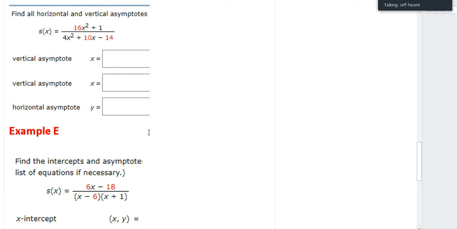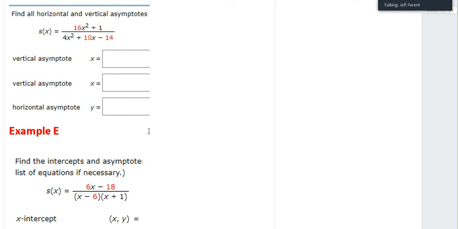Okay. Find all vertical and horizontal asymptotes. I'm really hoping, in fact I know, this one's not going to do anything to us like example 1 did. That was really a bummer. So example D, S of x equals 16x squared plus 1 over 4x squared plus 10x minus 14. Ugh.